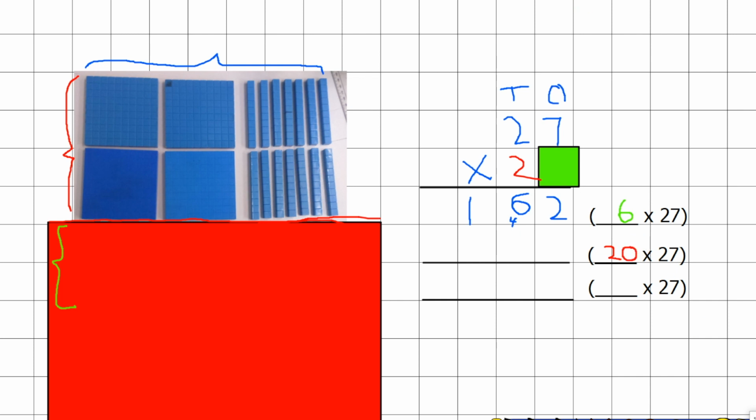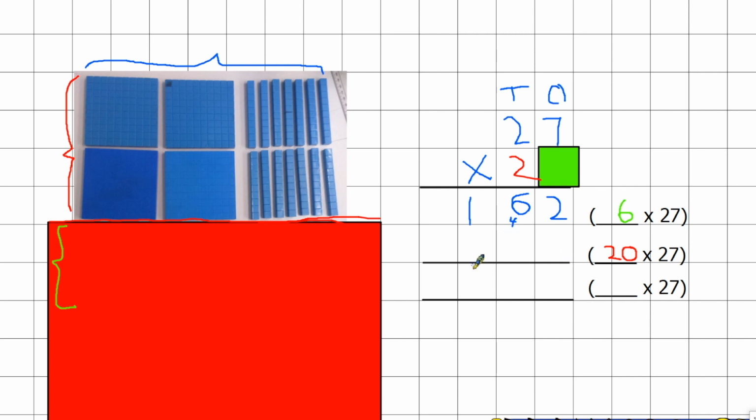Right. What are we counting here? What are these things? Oh, they're tens. So we've got 2 tens here. So 2 tens times 7 will tell us how many tens we've got. 2 times 7 is 14. What's the problem with that? Oh, they're tens and I've written them as ones. Yeah, that's not clever, is it?